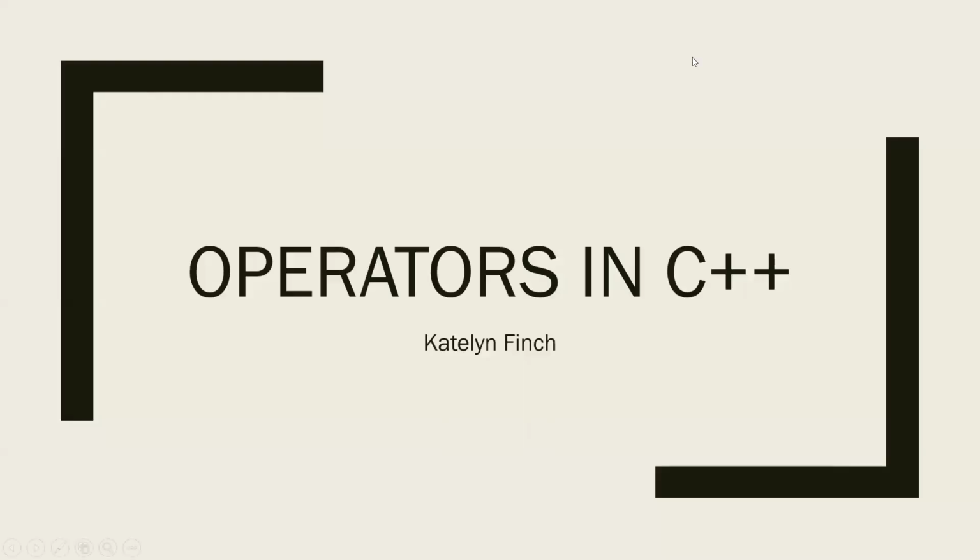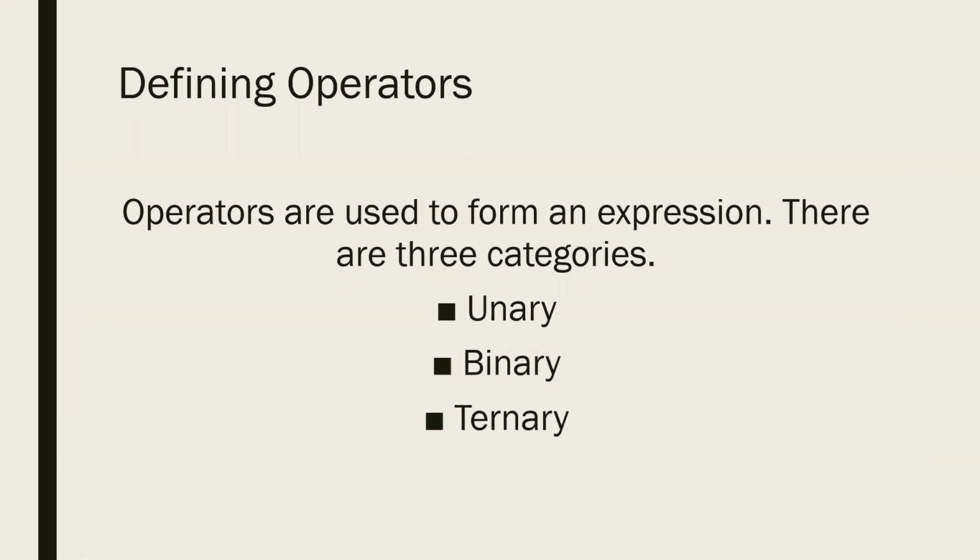My name is Caitlin Finch, and today I'm going to be talking to you about operators in C++. Before we get into it, let's define what an operator is. Simply put, operators are symbols that we use to form an expression. There are three categories of these operators: unary, binary, and ternary.